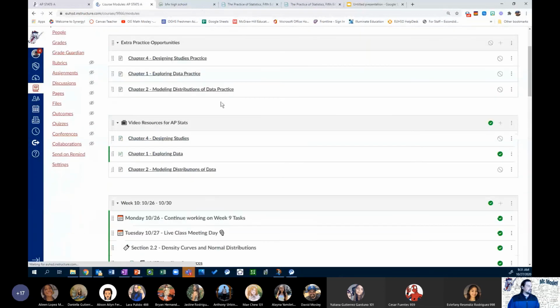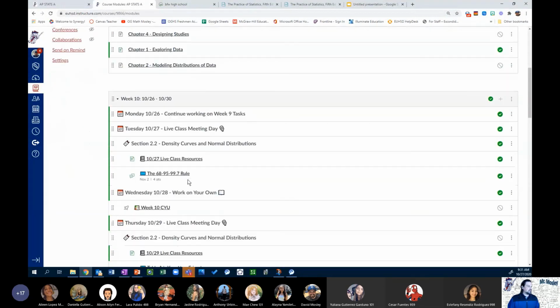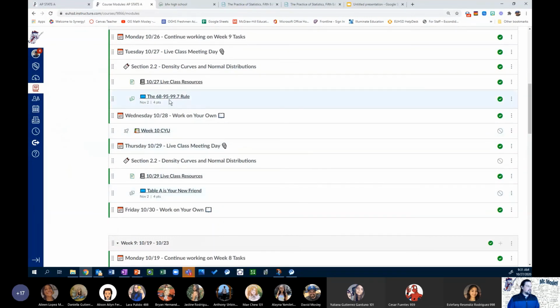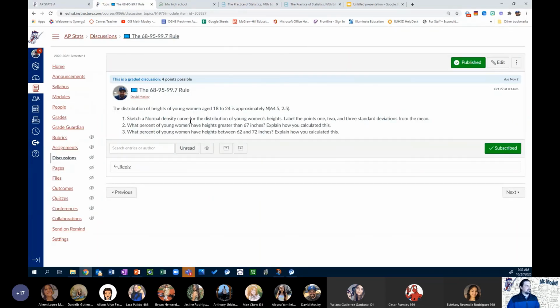And then, here we go. The discussion board is about the 68, 95, 99.7 rule. You're going to have to sketch the normal curve using the normal definition here with a mean of 64.5, a standard deviation of 2.5. Label the points 1, 2, and 3 standard deviations from the mean. And then answer these questions very similar to what we did in the example today.